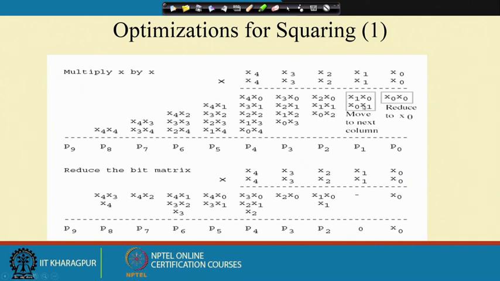In the next column, what I am doing here is x1 into x0 and x0 into x1. This is nothing but x1 x0, x1 x0. If I add x1 x0 and x1 x0 twice, what will it be? It will be 2 times x1 x0. So, this x1 x0 I can write at the next corresponding left-hand position, because that position has a weight multiplied by 2.